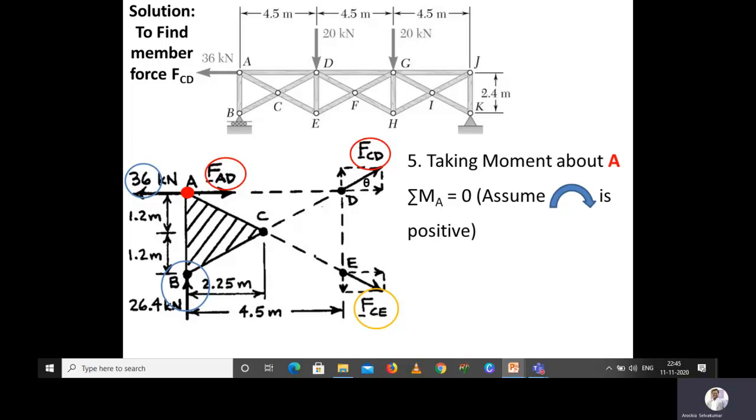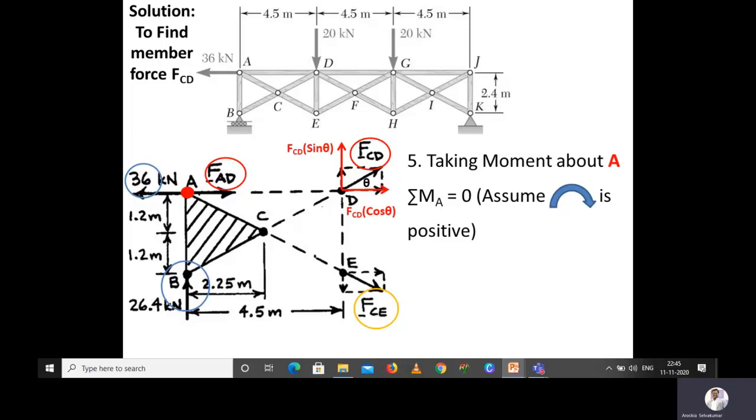But here we have only one force, so we can directly substitute. Because I am taking that inclination as theta, our horizontal component will be FCD cos theta and our vertical component will be FCD sin theta. As we discussed, the moment is force multiplied by the perpendicular distance. With respect to point A, the perpendicular distance for the force FCD is 4.5 meter.